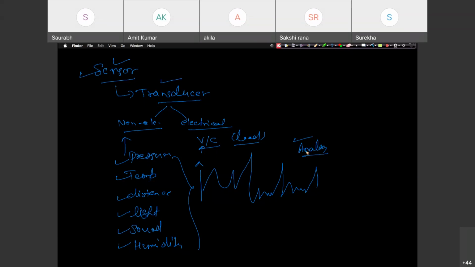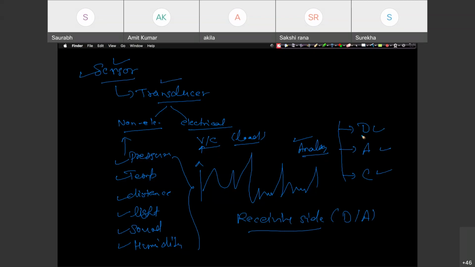Now it'll be your duty or responsibility, based on the requirement on the receiving side, to decide whether you want to receive this data in digital mode or analog mode. However, there could be three different sections of data communication: digital mode, analog mode, or communicating mode. So we'll discuss all three of them. What do we mean by digital, analog and communicating mode?